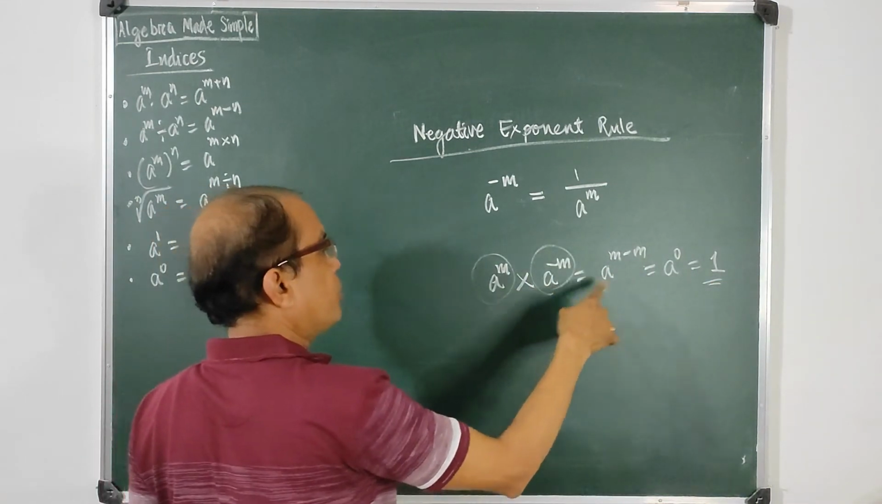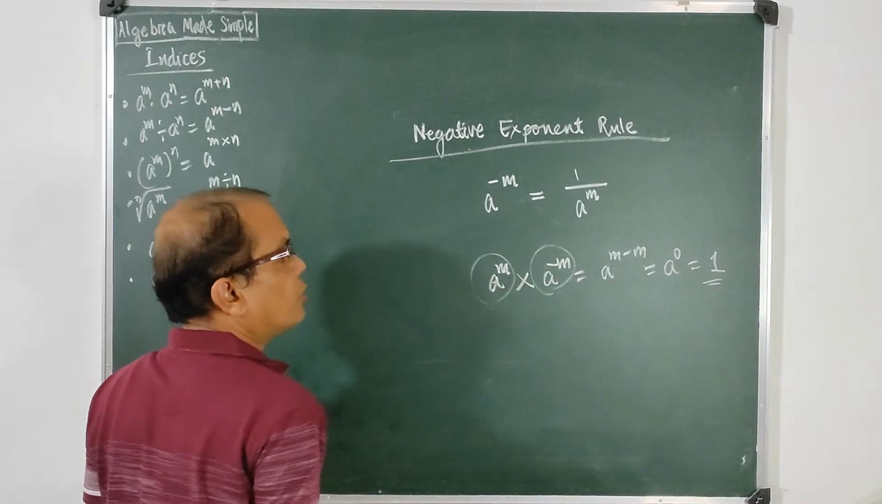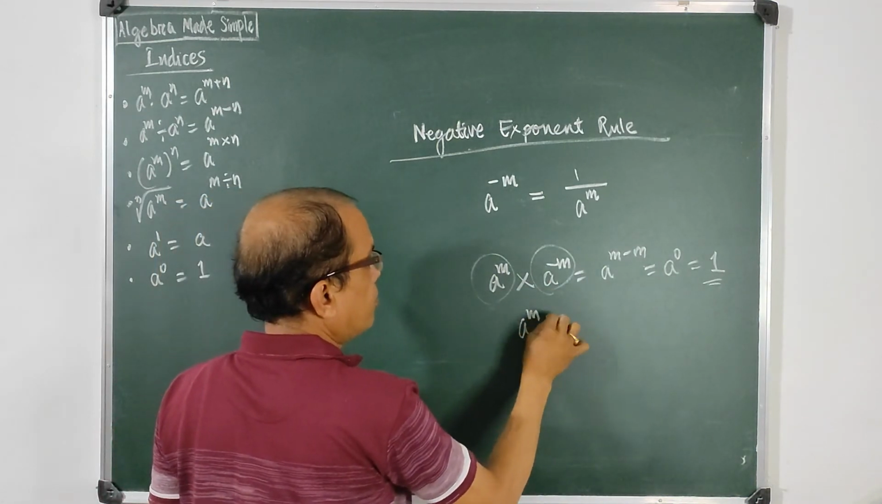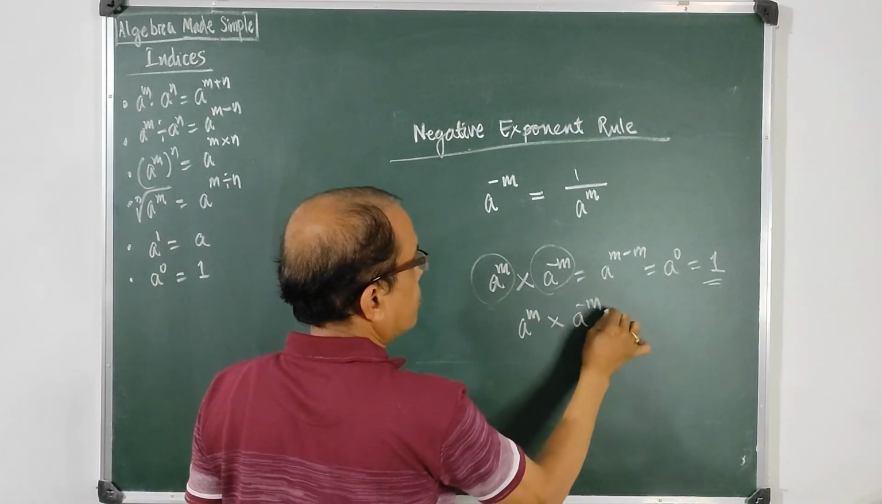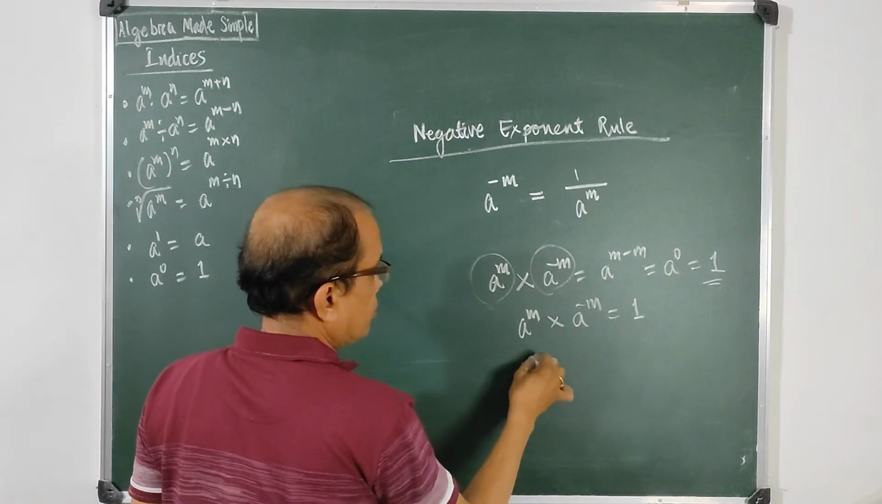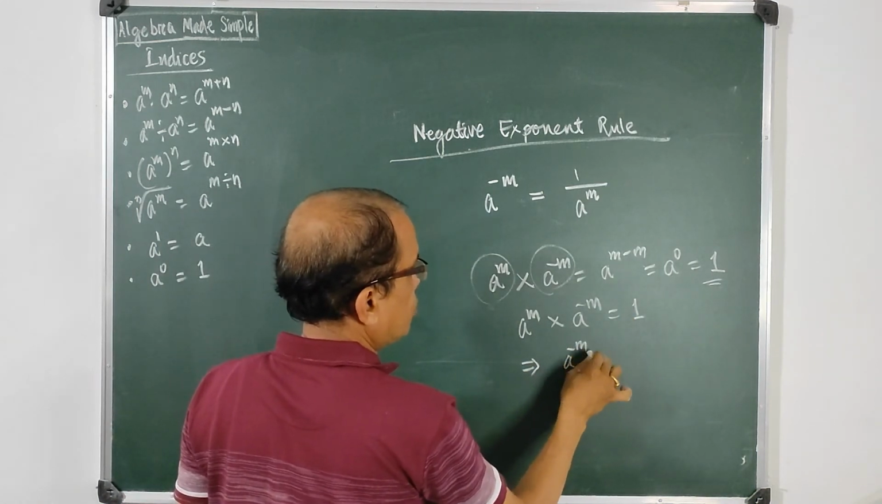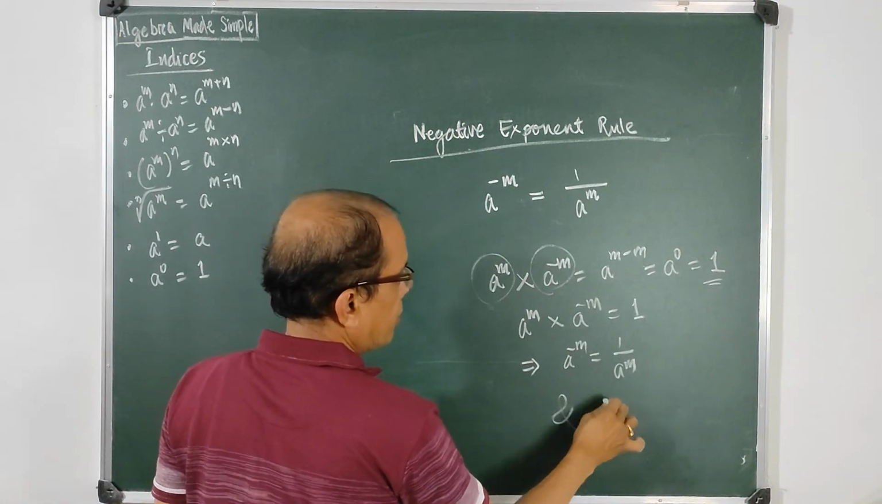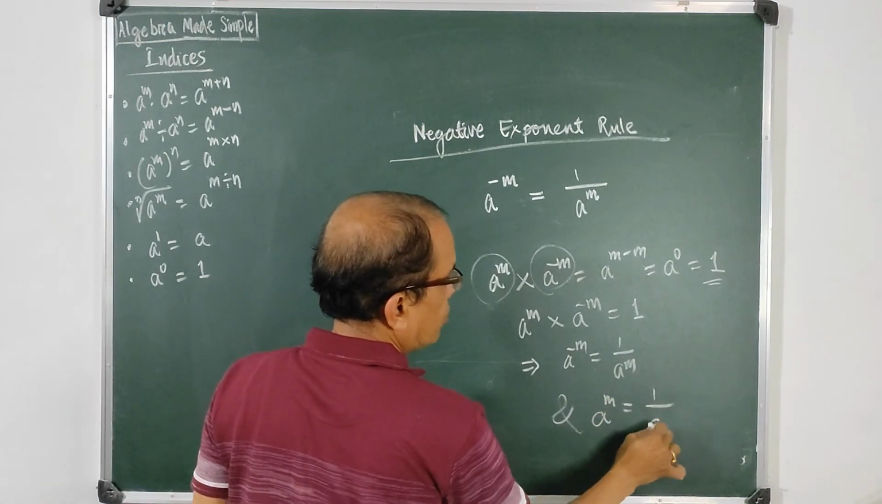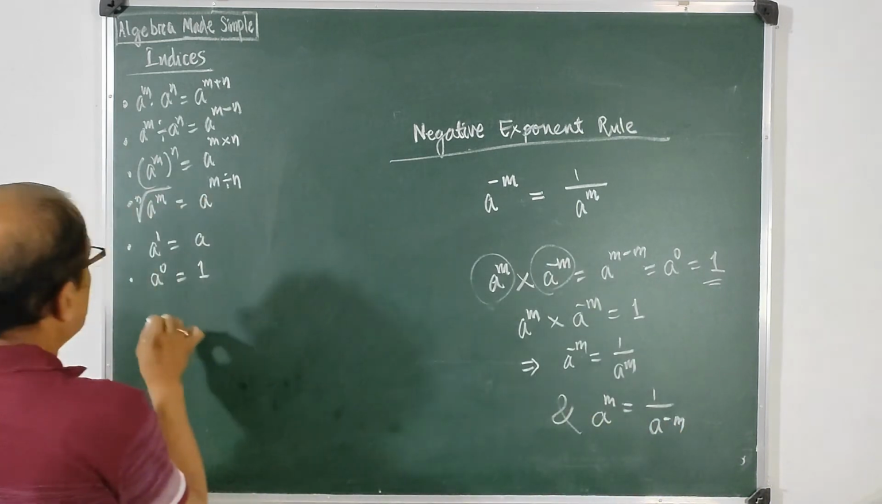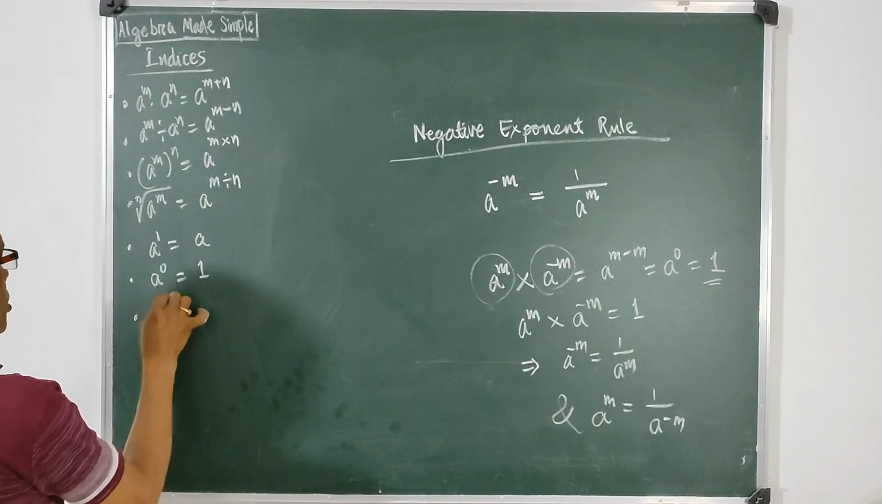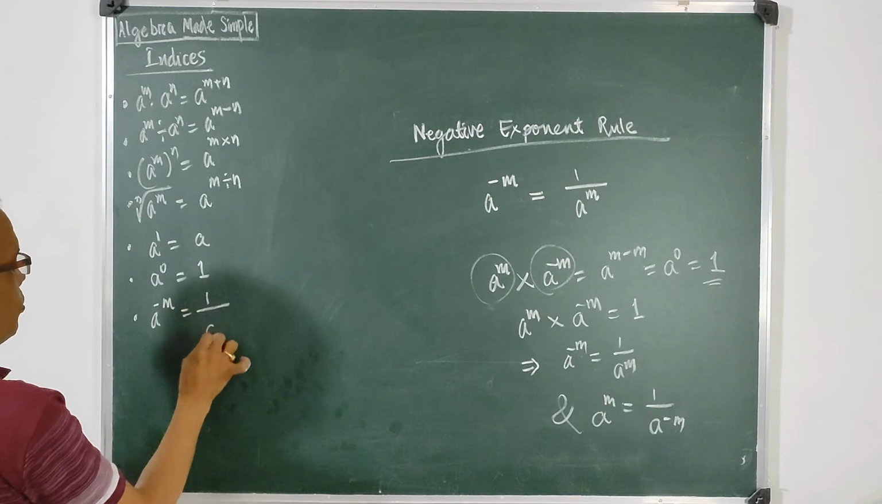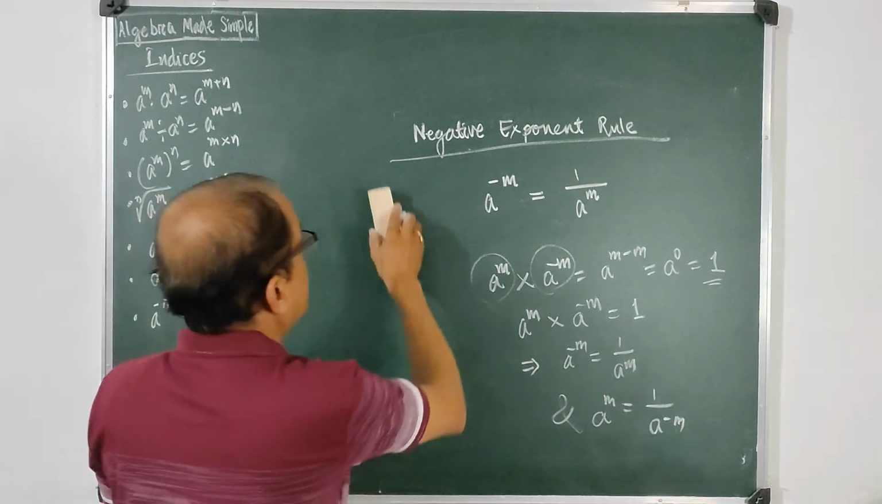When two things multiplied give us 1, they are called reciprocal of each other. So a to the power m into a to the power minus m gives 1. This means a to the power minus m should be 1 by a to the power m, and a to the power plus m is equal to 1 upon a to the power minus m. So we got the next rule, a to the power minus m is equal to 1 upon a to the power m.